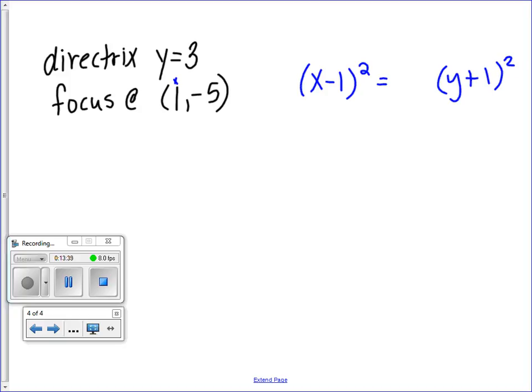Oh, it's not squared. I'm sorry. You're right. It's not squared. It's going to be 4 times p. Well, p, you just told me it was 4 units in the middle. So it's going to be 16, but didn't you say it up and down? So it's negative 16. There you go. That's your equation right there.